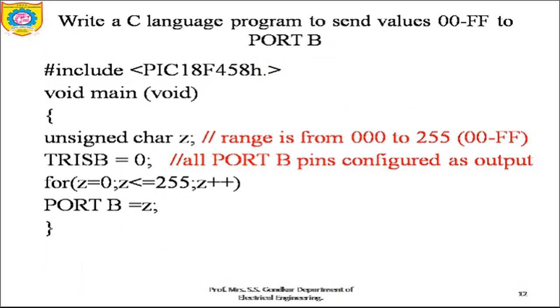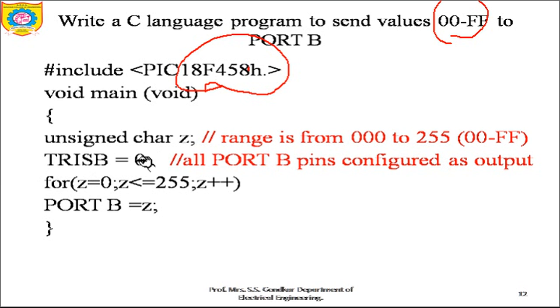Here you can see a very small C language program to send the values 00 to FF on port B. It starts with a preprocessor directive, #include, which includes the PIC 18F458 header file, written with .h like this. Then it starts with the main program. It declares an unsigned character Z. The range is from 0 to 255. Why is this range chosen? Because you have to send the values from 00 to FF, so this range is chosen.